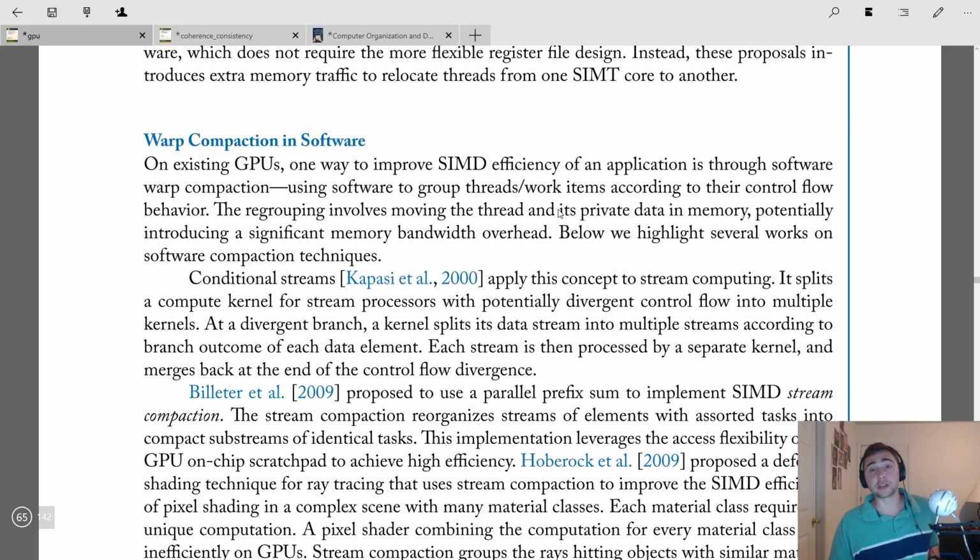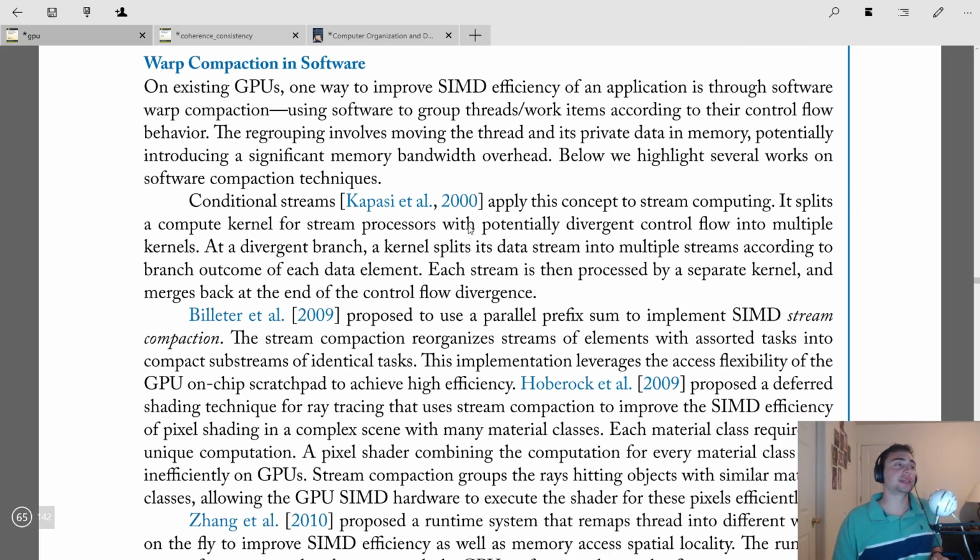Right, so now that we've gone over these multiple hardware techniques, we're going to get into, can we do warp compaction more intelligently in, say, software? So instead of changing the architecture, right? On existing GPUs, one thing you can do to improve SIMD efficiency is through software warp compaction, right? This is the same kind of idea, but you're using software to group threads or work items together according to their control flow behavior.